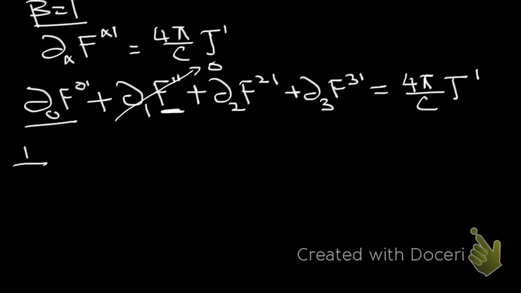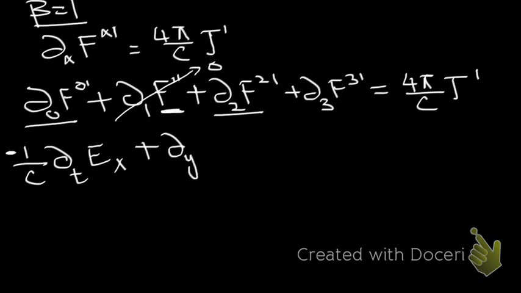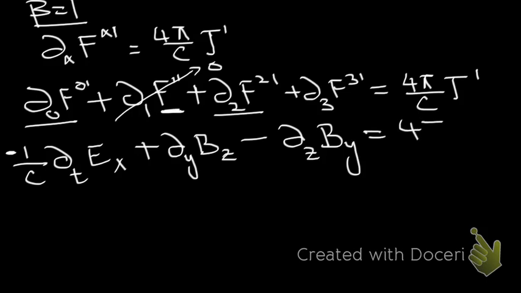And now let's see this term. We know that partial 0 is nothing but 1 over c times the partial time derivative, and f01 we figured out as negative Ex. So let me take the negative sign outside, and I would have Ex over here. Then plus for this term, partial 2, which is the partial derivative with respect to y. f21 is Bz, that component was equal to Bz, plus partial 3 is my partial z. And f31 was negative By, so let me take that negative sign outside, and I would have By over here. And of course all of this is equal to 4 pi over c j1.